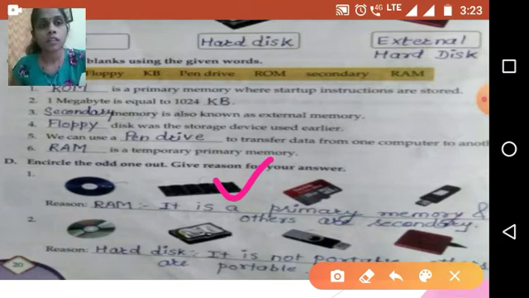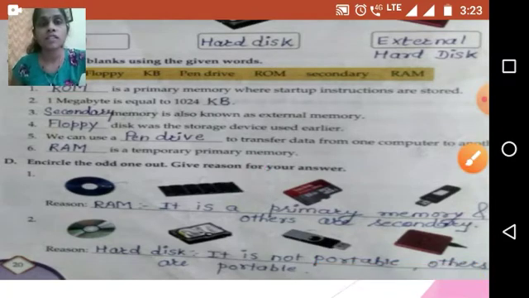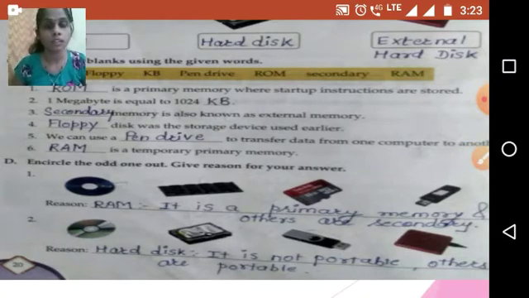Second, hard disk, because it is not portable, others are portable. CD you can take with you. Portable means we can carry that thing from one place to another. CD, pen drive, and external hard disk also you can take with you from one place to another. But internal hard disk you can't take with you. You have to take it out. That's why hard disk is not portable, others are portable. I hope you are noting everything properly.